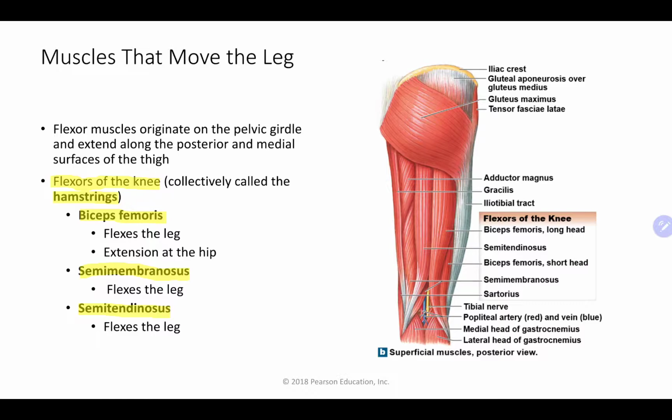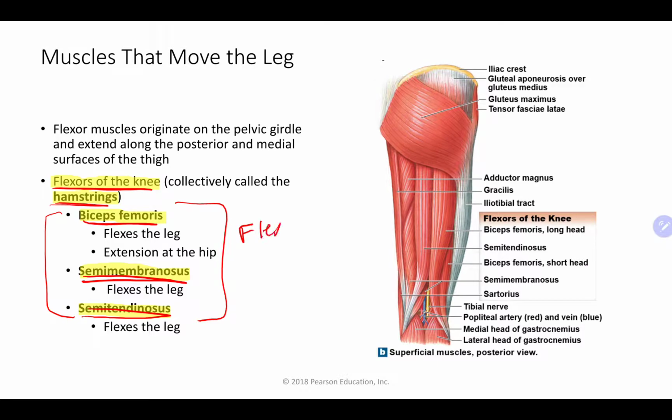You have muscles that flex the knee. Those muscles that flex the knee are going to be your hamstring muscles. That's just your hamstrings. So that's going to consist of your biceps femoris, semimembranosus, and semitendinosus. These muscles will help to flex. These are flexors of the knee.